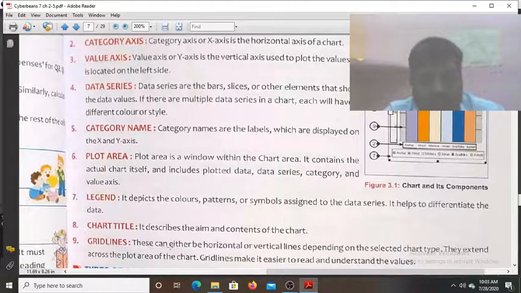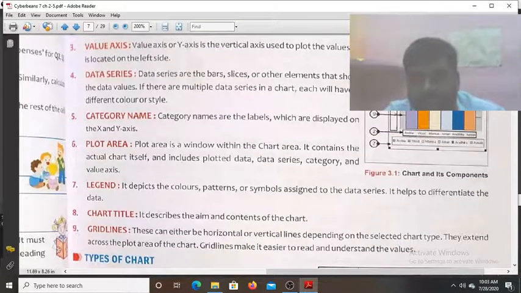Grid lines. Ninth, these can either be horizontal or vertical grid lines, depending on the selected chart type. They extend across the plot area of the chart. On the plot area you will find these grid lines. See here, it is the horizontal grid lines you are seeing. So grid lines make it easier to read the values. Grid lines help you to read the values for the data series. See, it is very easy to read this value. This is marked representing 80, this is representing 100 like this. It is easy to understand. It works as a scale, the grid lines.